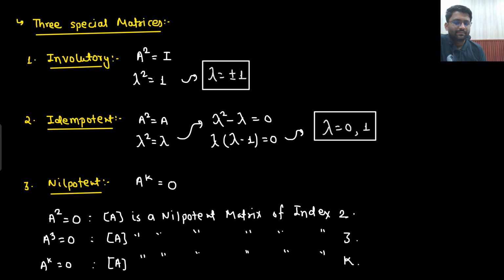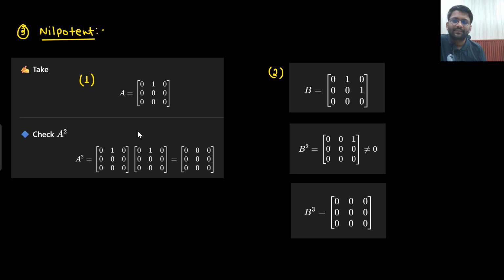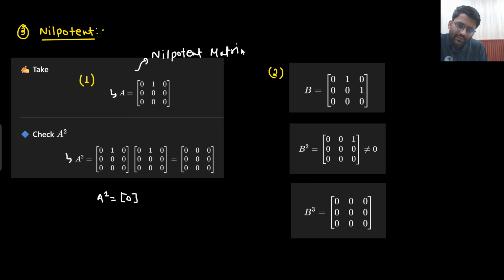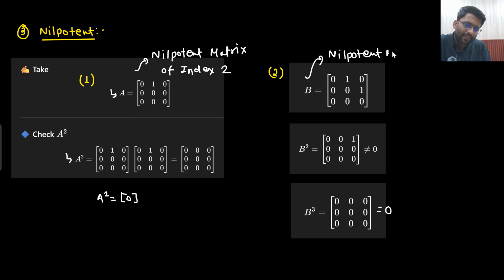Understandable? All good. So let's see the example. This is your matrix A. If I do A square, what am I getting? A square equals 0. What does that mean? A is a nilpotent matrix of index 2. Here I did B. B square was not equal to 0, but B cube is coming out to be 0. What does that mean? B is a nilpotent matrix of index 3.